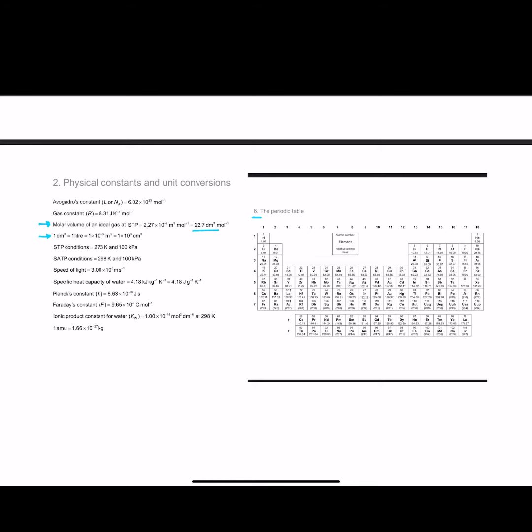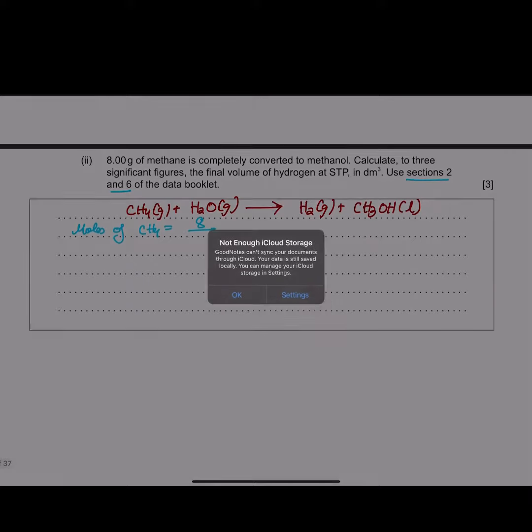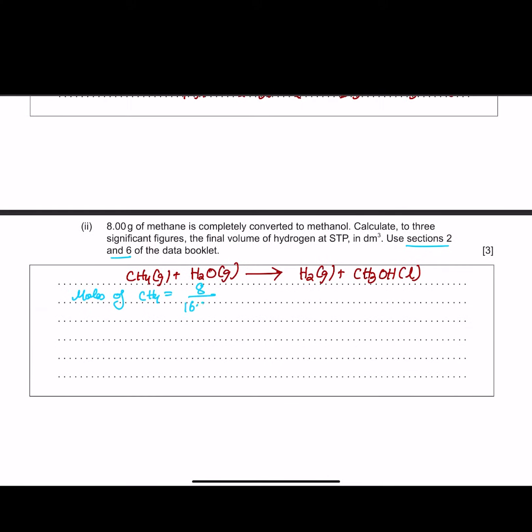So the molar mass will be carbon has 12.01 and 4 hydrogen will have 4.04. The total will be 16.05. So 8 divided by 16.05, this would be 0.498. Now we have to apply stoichiometry to get the moles of hydrogen. Moles of H2 by moles of CH4 would be 1 by 1 because the stoichiometry here is 1, here is 1. So the stoichiometric ratio will be 1 by 1. So moles of H2 will be equal to moles of CH4 and that will be equal to 0.498.